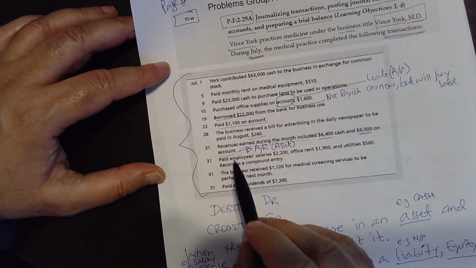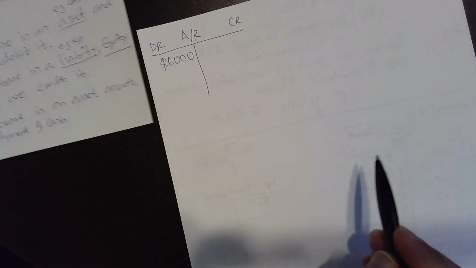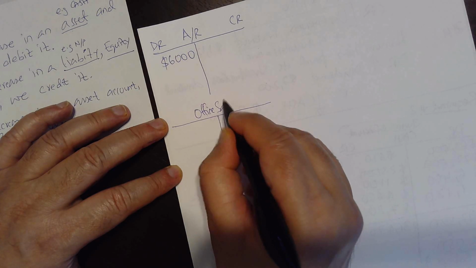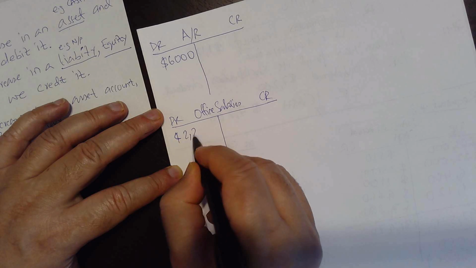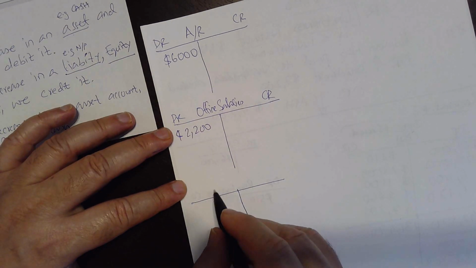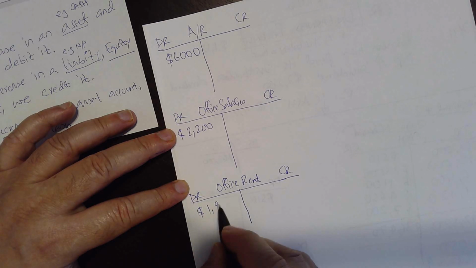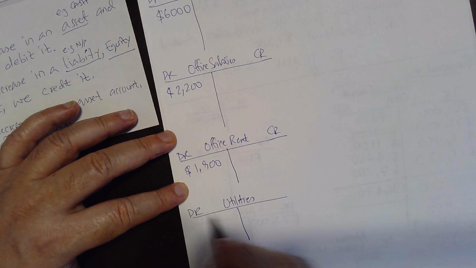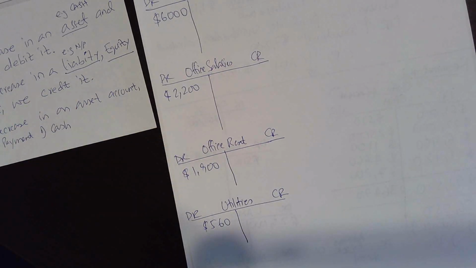All right, the next transaction. Paid employees' salaries, office rent, and utilities. So we will be making a few more accounts: office salaries, debit and credit. It's an expense account, so it will remain here, $2,200. We will make another account, office rent, debit and credit, for $1,900, and then we will make office utilities, or simply utilities, for $560. Right. So we make these accounts.